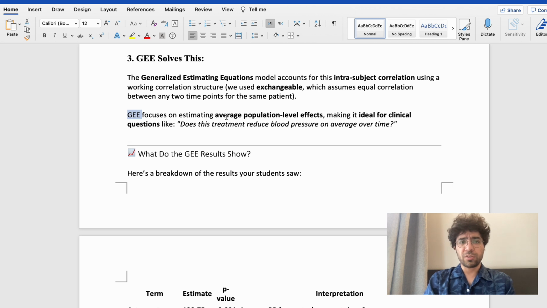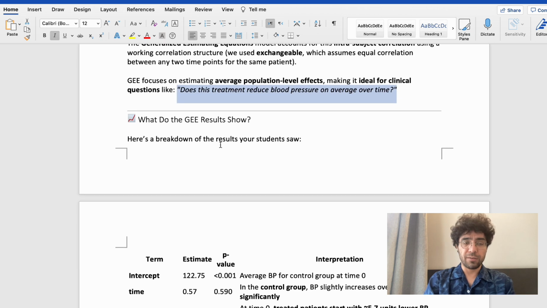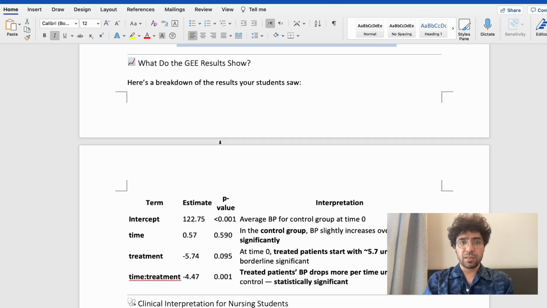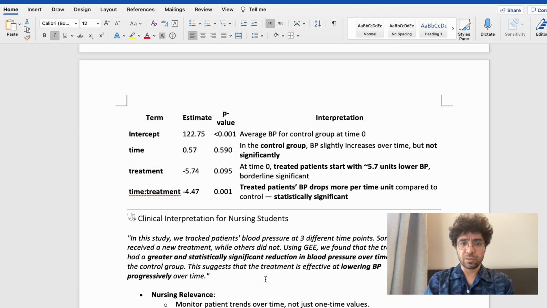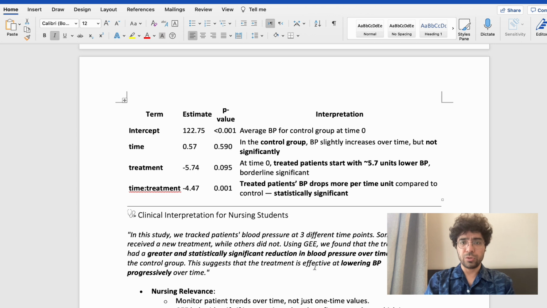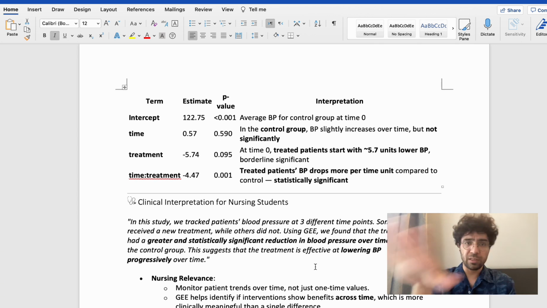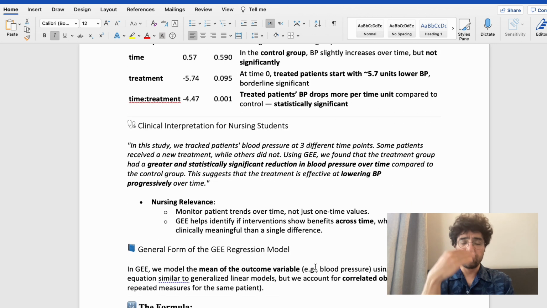GEE focuses on estimating the average population level effect, which makes it ideal for a clinical question: does this treatment reduce blood pressure on average? If we want to answer this question, the model that we have to use is GEE. These results show what we already talked about. If you want to repeat this, please stop the video here and read this table once again to make sure that you understand this.